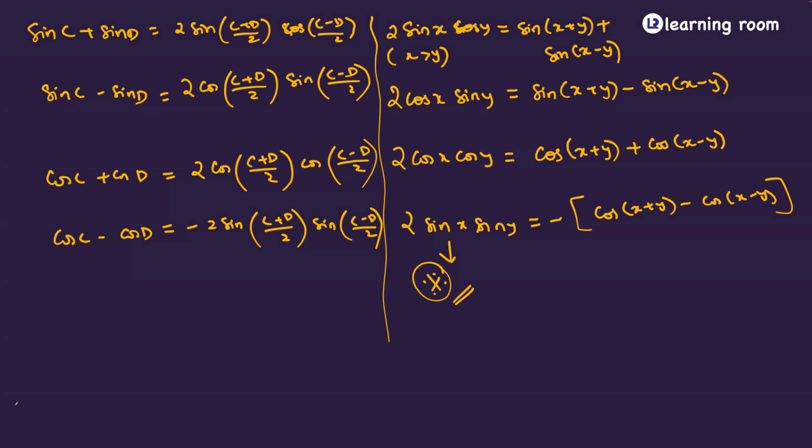So cos c minus cos d is minus 2 sine of c plus d by 2, sine of c minus d by 2. What I did is I replaced c plus d by 2 with x, and c minus d by 2 with y. When you do that, you will get cos of bigger angle minus cos of smaller angle, but there is a minus sign that will be added. That is only when you have sine into sine.